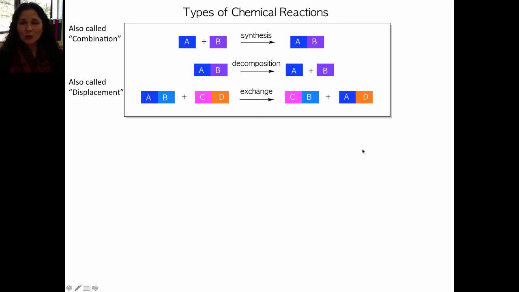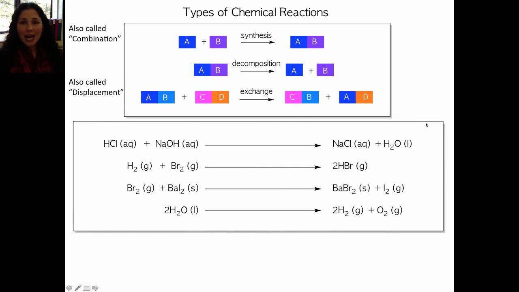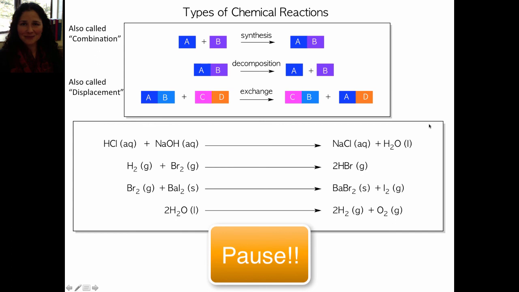These are only cartoons showing chemical reactions. Now apply these labels to actual chemical equations. Pause the video now and try this activity. Then try to answer the questions underneath.